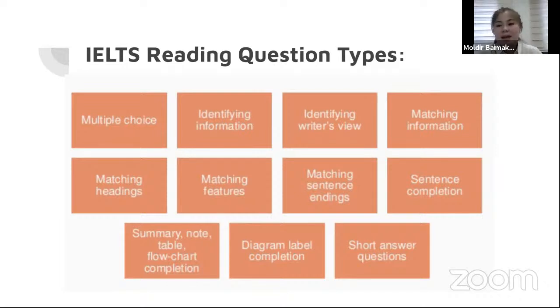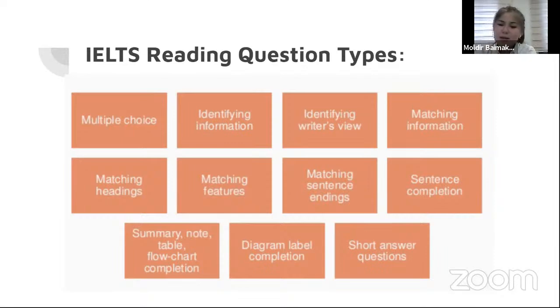Exactly. And here it can be a bit easier because we can come back to the text and see what the author says, and try to understand which of the options is most appropriate. And this is how we deal with matching features.